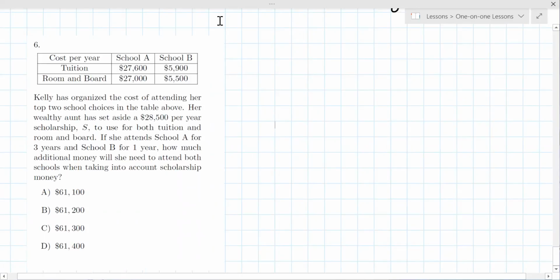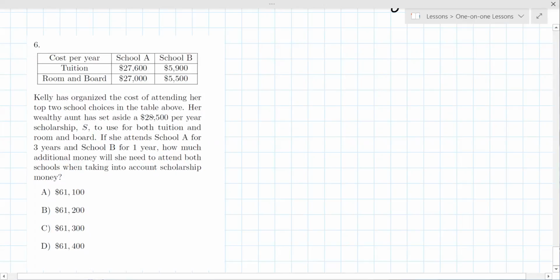Okay, Kelly has organized the cost of attending her top 2 school choices in the table above. Her wealthy aunt has set aside a $28,500 per year scholarship to use for both tuition and room and board, so she can use it for either of these. She's planning to attend school A for 3 years and school B for 1 year. How much additional money will she need to attend both schools when taking into account this scholarship?